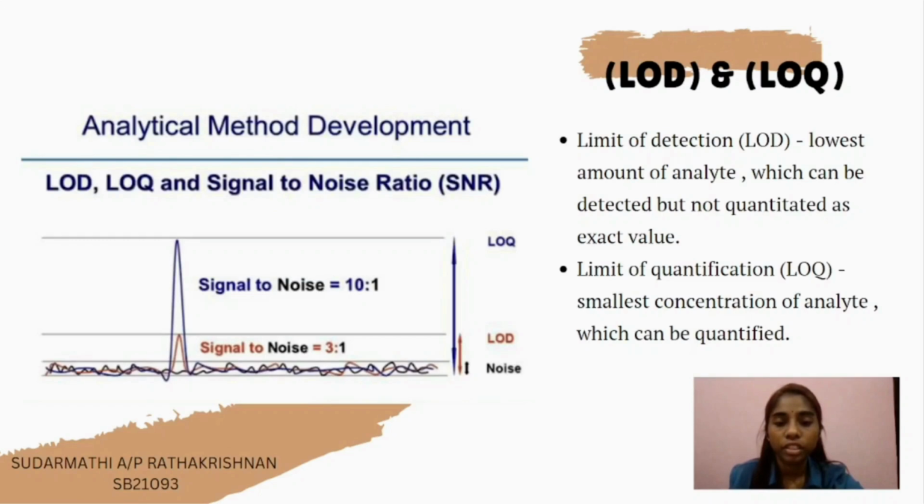Limit of detection is the lowest amount of analyte which can be detected but not quantitated as an exact value, while limit of quantification is the smallest concentration of analyte which can be quantified. Both can be evaluated by the signal-to-noise ratio in the chromatograph.